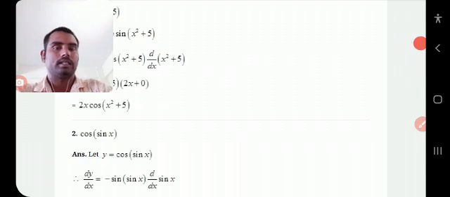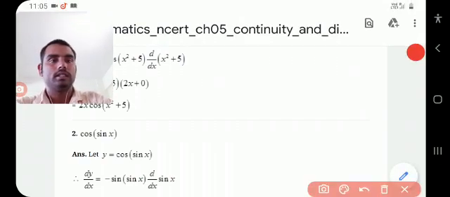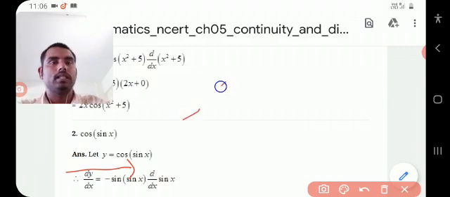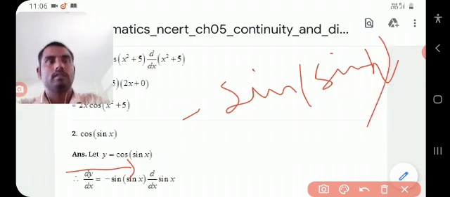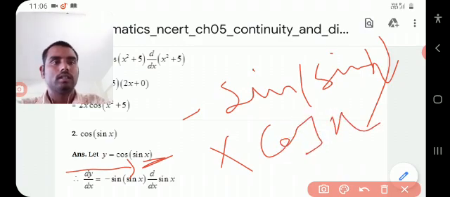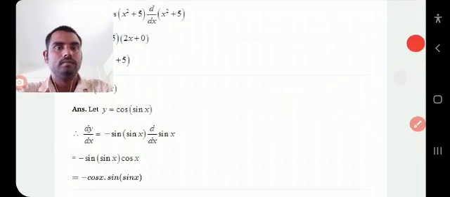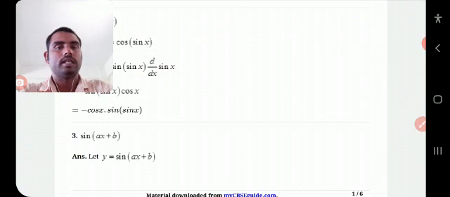Next question, cos of sin x. So differentiating with respect to x, the derivative of cos x is minus sin x. This part is also a function of x, so the derivative of sin x is cos x. Clear? Next question, sin(ax + b).